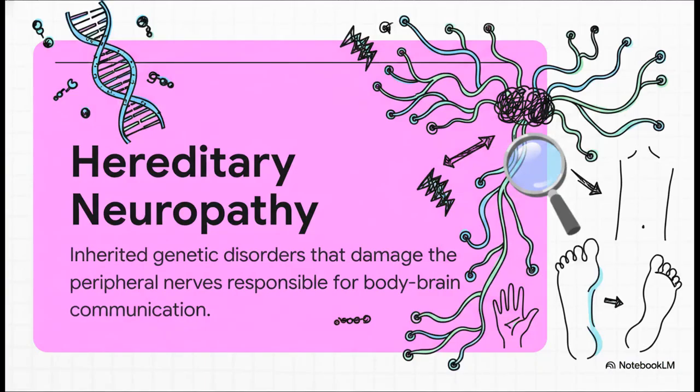So, what are we actually talking about here? Well, at the most basic level, hereditary neuropathies are exactly what they sound like. Genetic disorders you inherit that damage your peripheral nerves. Think of these nerves as the body's wiring, the communication highway connecting your brain and spinal cord to, well, everywhere else. When that highway gets damaged, the signals just can't get through properly.